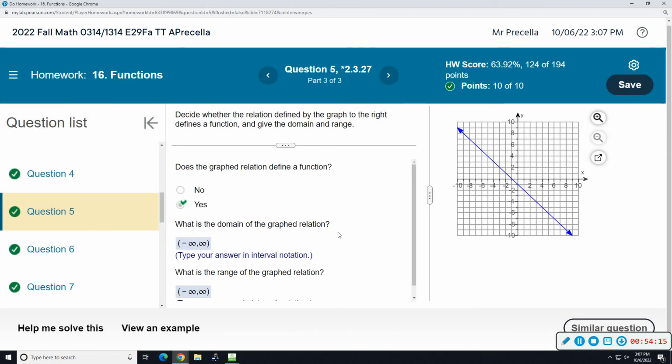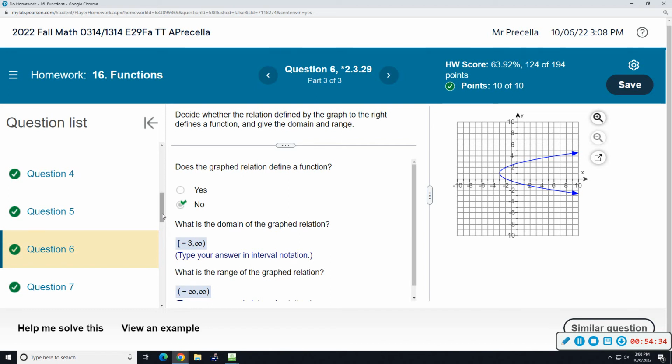Now here, for a slanted line, the domain and range is all real numbers. This one, the domain would be negative 3 to infinity. The range, all real numbers, negative infinity to infinity.